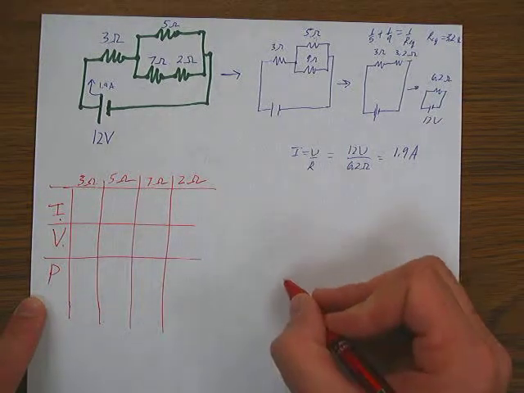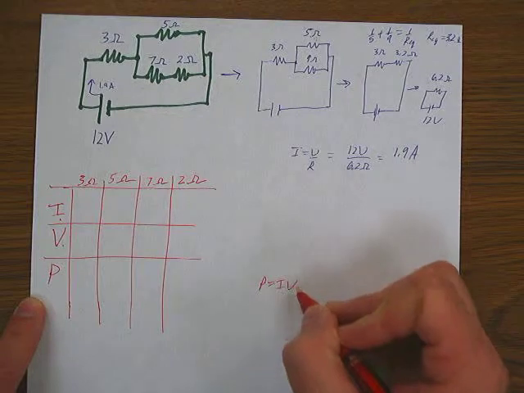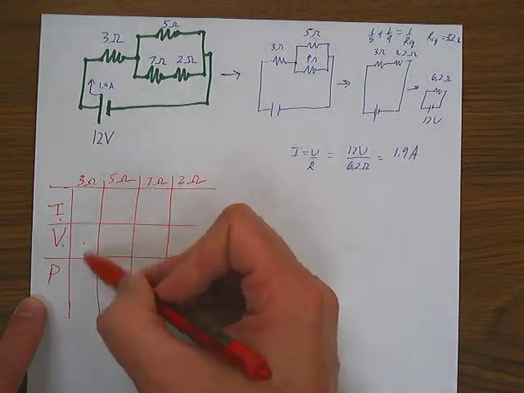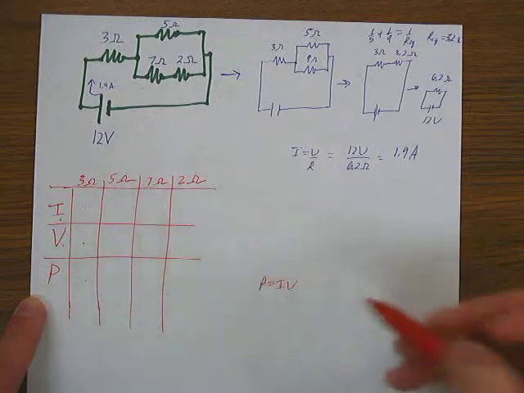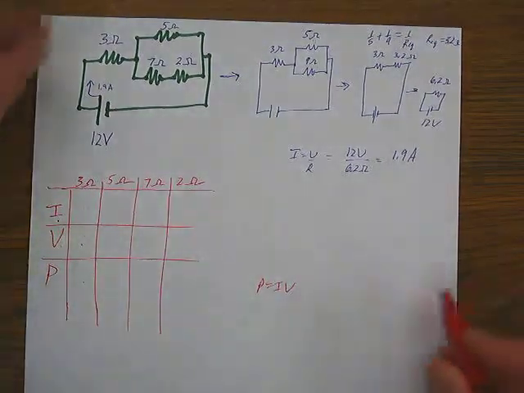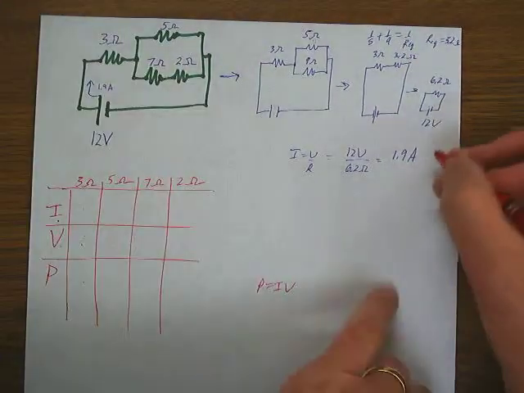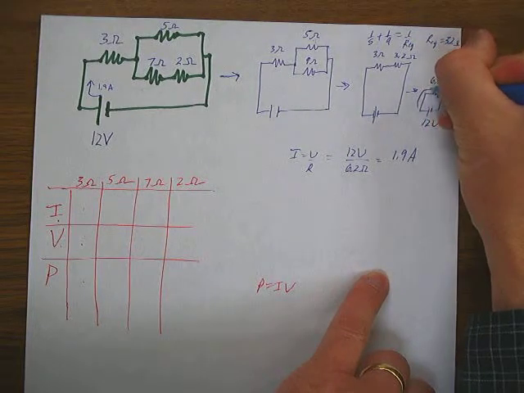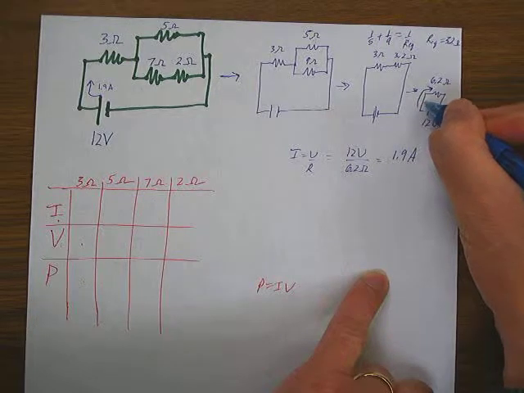This last part here is power. Power is, you probably remember, current times voltage. So actually that's an easy last step. If I just fill these in, I can just multiply them to get the power. So let's work backwards through this and say, okay, we started off here by saying there is 1.9 amps. So that was 1.9 amps leaving the battery going through that one.